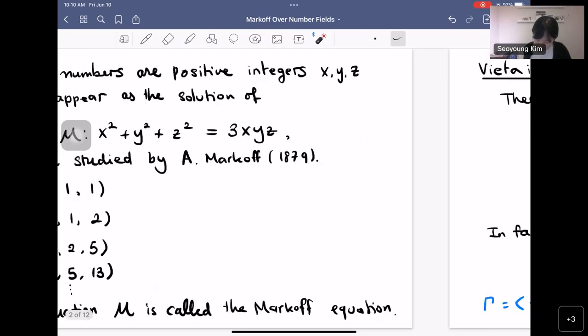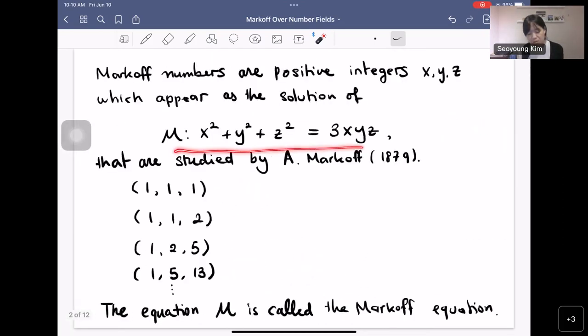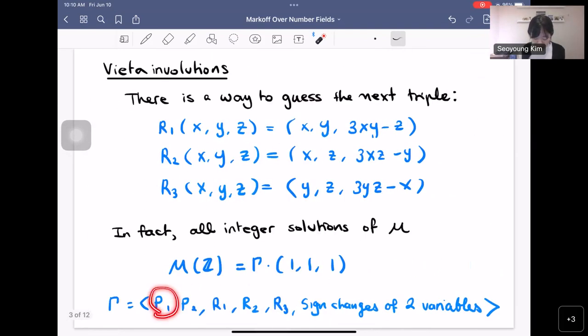In fact, what you can prove is all integer solutions of the Markov equation can be recovered by these Vieta involutions plus a rather trivial way of generating integer solutions. If you think about the group which has the permutations, because the equation is symmetric in the choice of x, y, and z, you can allow permutations in order to generate all the integer solutions.